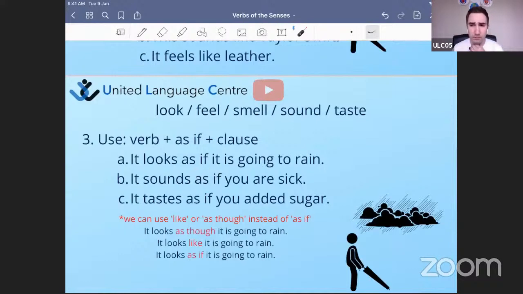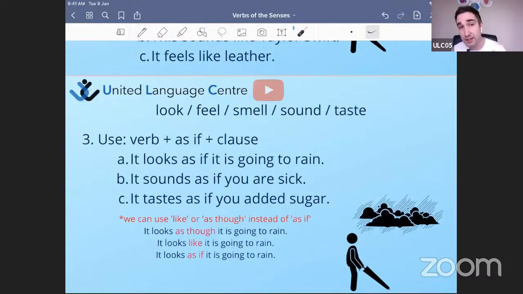Like, it sounds as if you are sick. You know, sometimes people are talking and they have like something in their throat. Hey, it sounds as if you're sick. You look as if you're sick, right? I don't know if you're sick, but I can see your nose is running, or I can feel it just by looking at you, right?